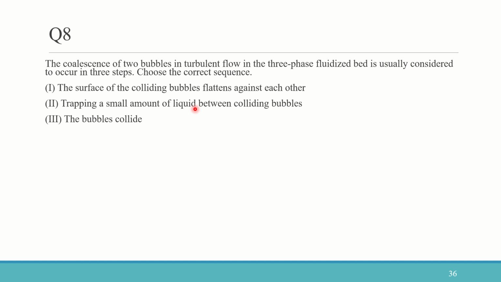So what happens in the coalescence of two bubbles? First, the bubbles should come and collide with each other. So the third statement is the first statement. The bubbles collide. Second, what happens when these bubbles collide? The bubbles are colliding, right? And when they collide, the surface of the colliding bubbles flattens against each other. So this is first, this is second, and they trap a small amount of liquid between colliding bubbles. So this one is the third statement, and after that this ruptures and we get a larger size bubble. So that is what happens.